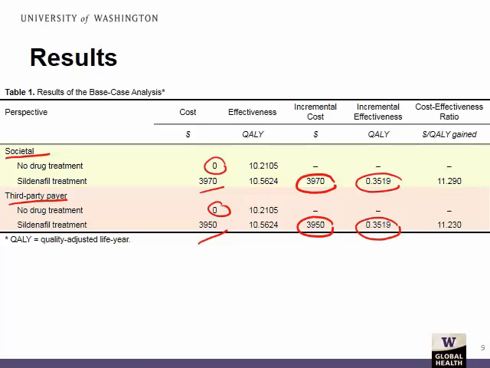And Viagra added nearly $4,000 in costs because you had a comparator with zero cost. And if you do the calculation, the incremental cost effectiveness ratio is some $11,000 or so per quality adjusted life year, which in the US would be cost effective. No question there, cost effective. So the conclusion of the study was that Viagra was cost effective.